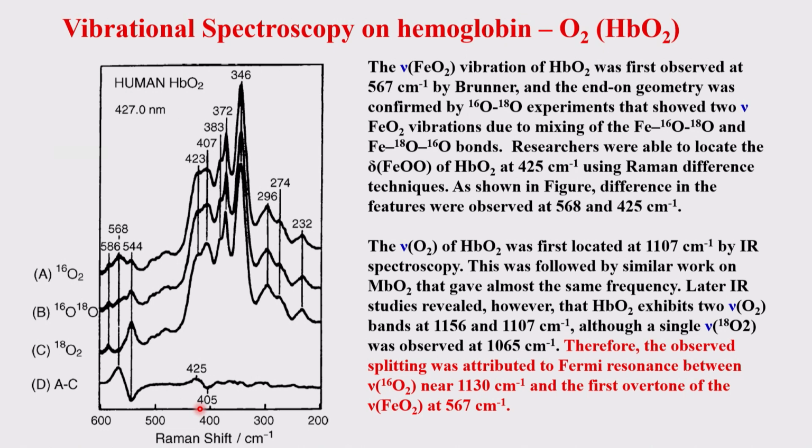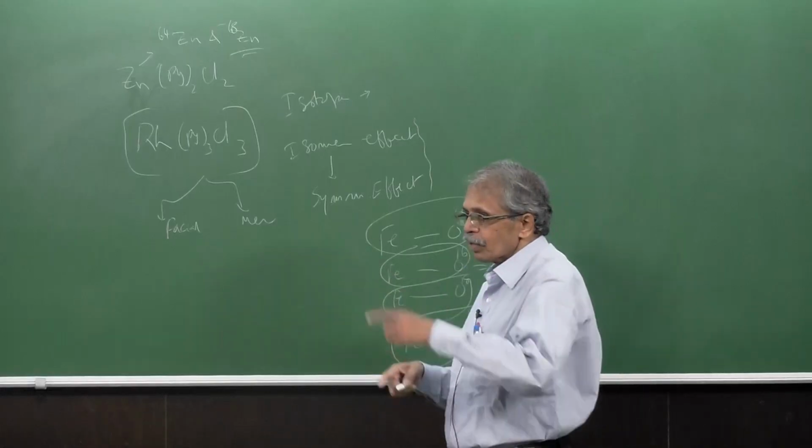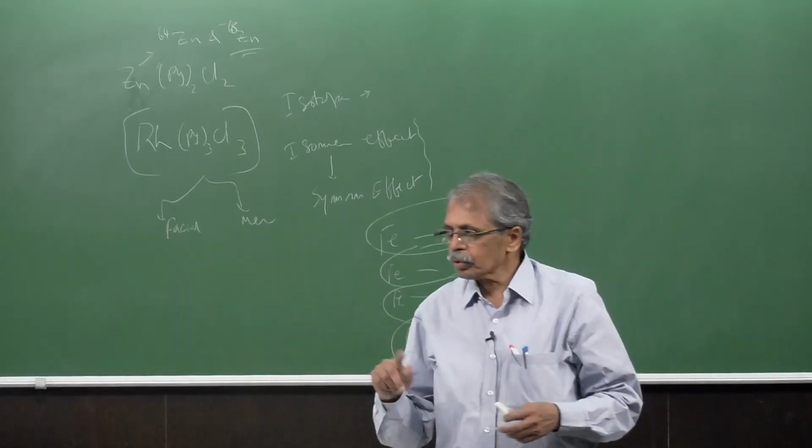That's exactly what you expect, because in one case you have 16, in the other case you have 18. And this clearly points to the end-on mode of binding. If it were not end-on, this difference would have changed, if both the oxygens are bound.